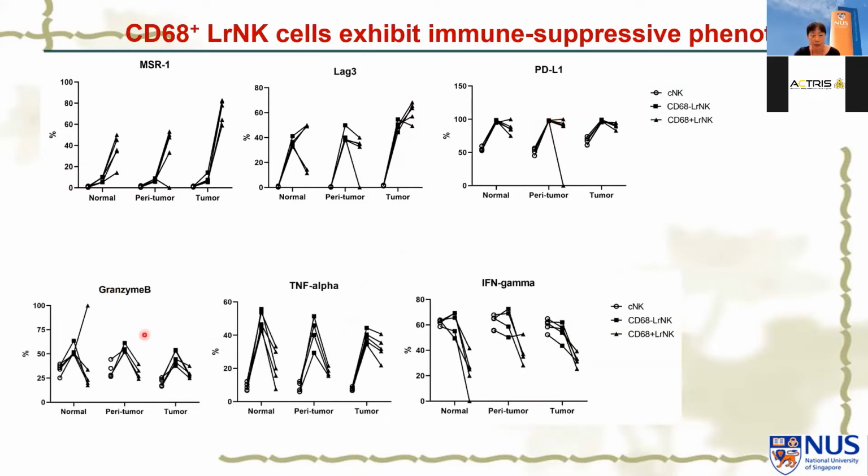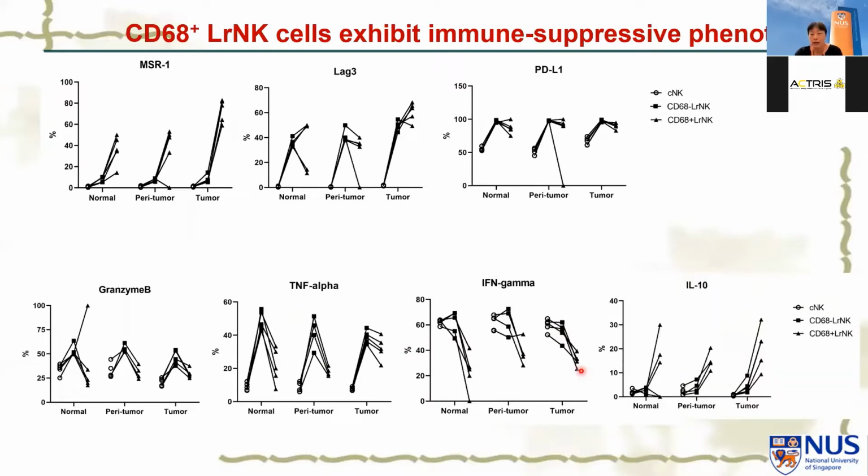In terms of cytokine production, granzyme B is important for killing. You can see it's decreased in those CD68 NK cells. TNF alpha and interferon gamma are type 1 cytokines that are good for anti-tumor immunity. TNF alpha is reduced in the CD68 positive liver resident NK cells. Interferon gamma is also reduced, and those cells express high IL-10, which is immune inhibitory in most cases.